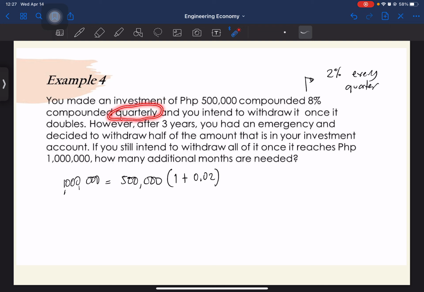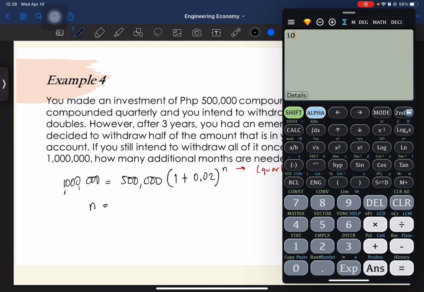Tandaan mo kung ano yung nandun na compounding periods doon sa nominal interest rate. Dapat yun din yung ilalagay mong N dito. If you are compounding quarterly, bibilangin mo ilang quarters ang dadaanan mo. Okay? So, raised to N. Okay? Pero this N is not in years but in quarters. Kasi itong 2% is every quarter. So kapag solve natin yan, ang mabibilang natin is ilang quarters ang aabutin before you reach 1 million pesos. Okay? So let's try.